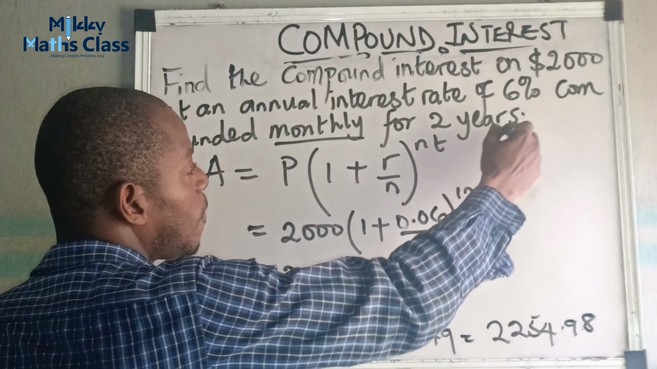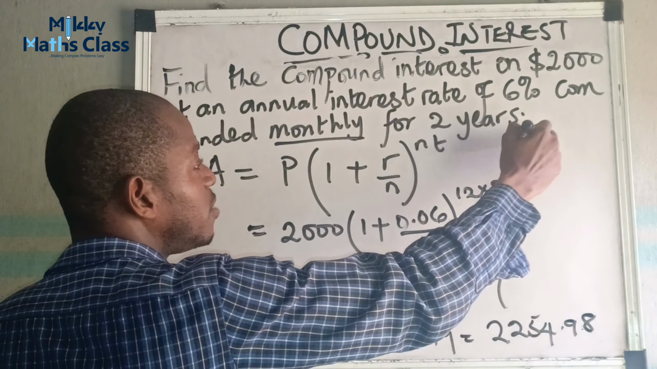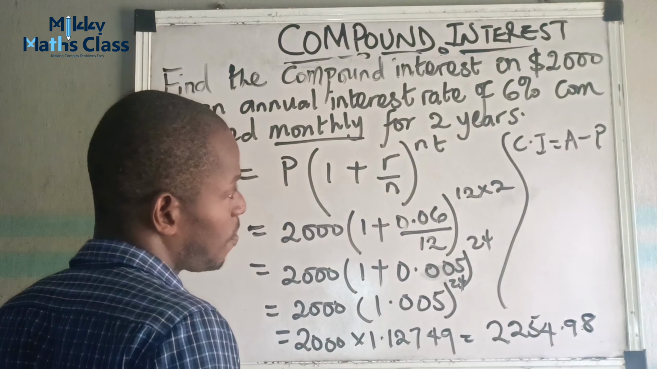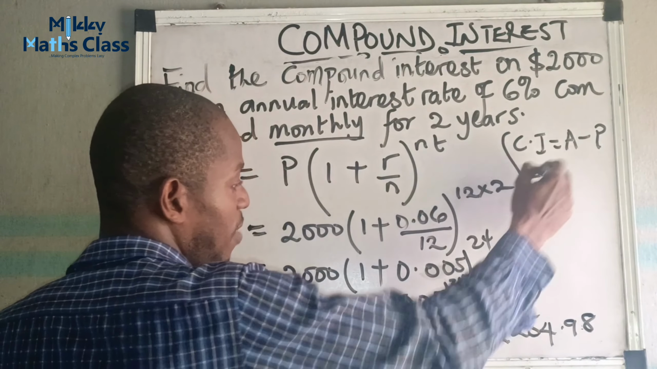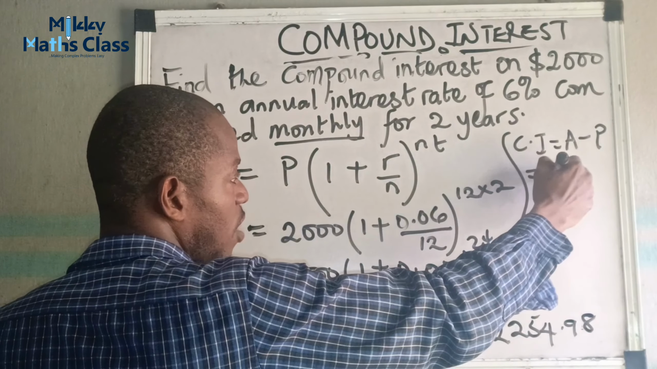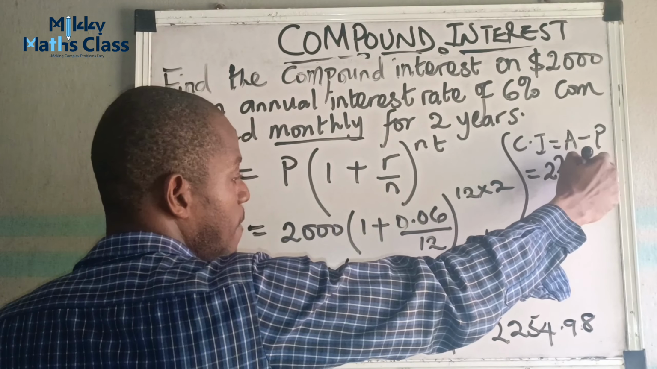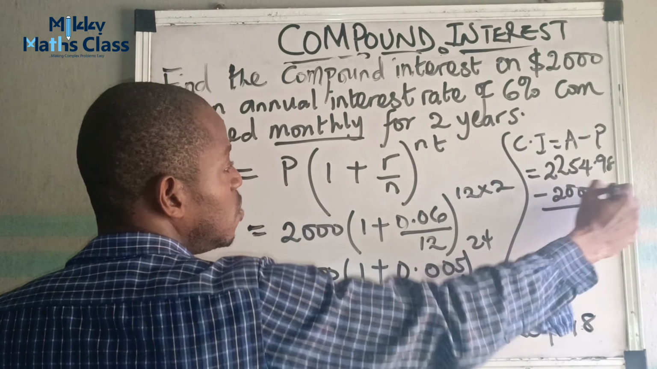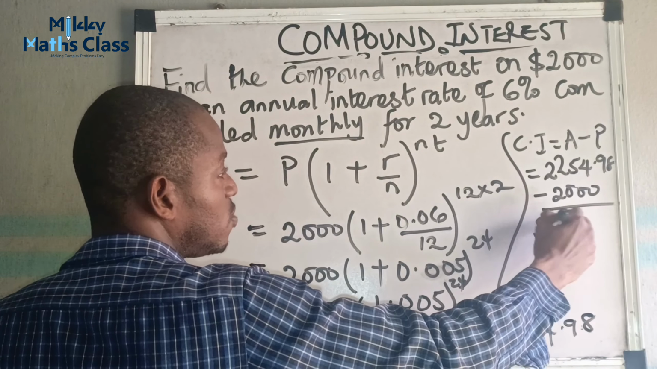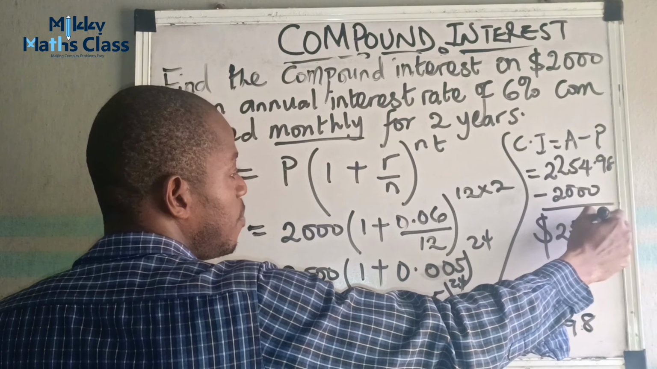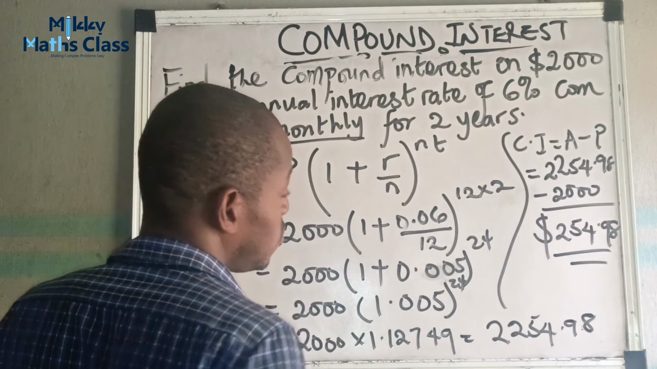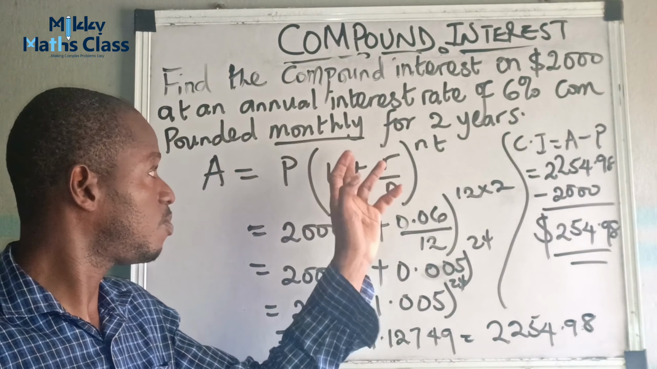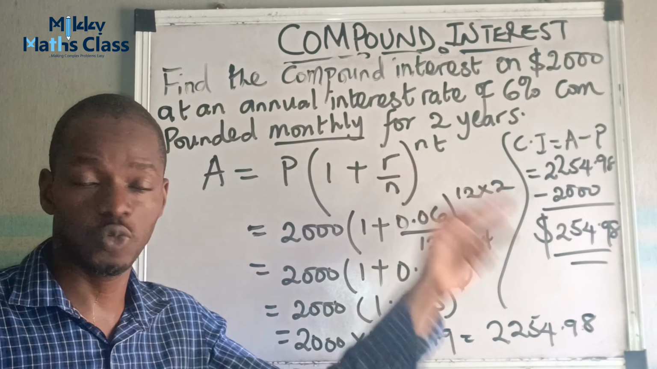Now our compound interest, remember we said our compound interest is equal to amount minus the principal. So the principal is 2,000. So the amount which you just found is $2,254.98 minus $2,000, which will give us $254.98. So this is the compound interest on this amount, compounded monthly for 2 years.